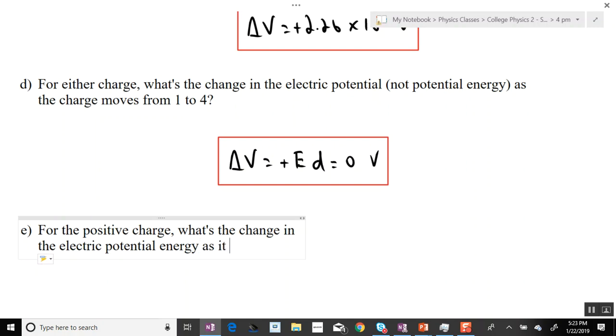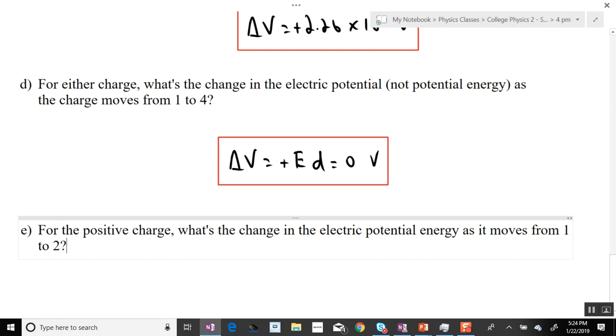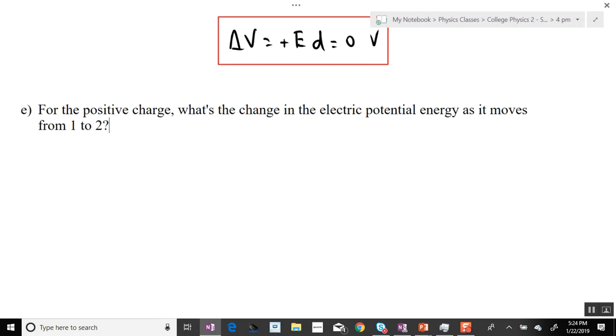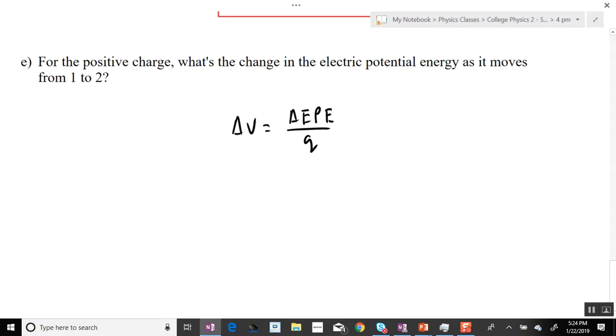As it moves from 1 to 2, this answer does depend on the charge. Different charges give you different answers for this one. So the way we did it in the notes is we used the electric potential to figure out delta V, the equation for it. Here we're going to do it backwards. In other words, the equation for delta V was you take the change of electric potential energy, whatever that was, and you divide it by the charge that you're moving. That gave you the equation for delta V, which is plus or minus ED. Here we're doing it backwards.